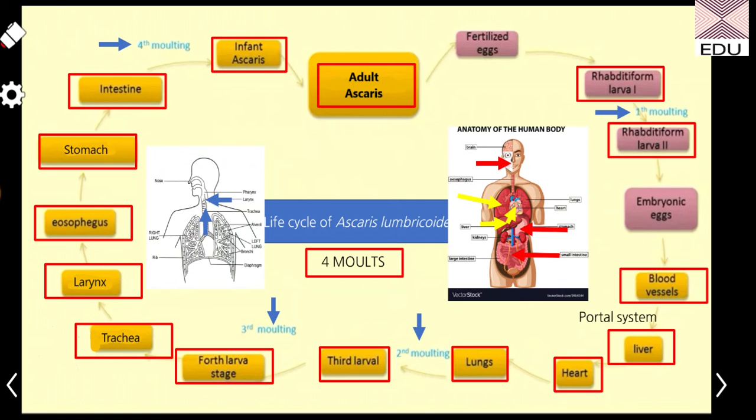Those will be given out by this human through the feces again, and those will be present on the grounds. If we have unhygienic conditions for this human, they will be converted into the rhabditoid one, and if somebody ingests this rhabditoid one, the whole of the life cycle will be repeated again. So that will again be taking in the Ascaris. So students, that was the whole life cycle of Ascaris in two diagrams, or you can say two slides.